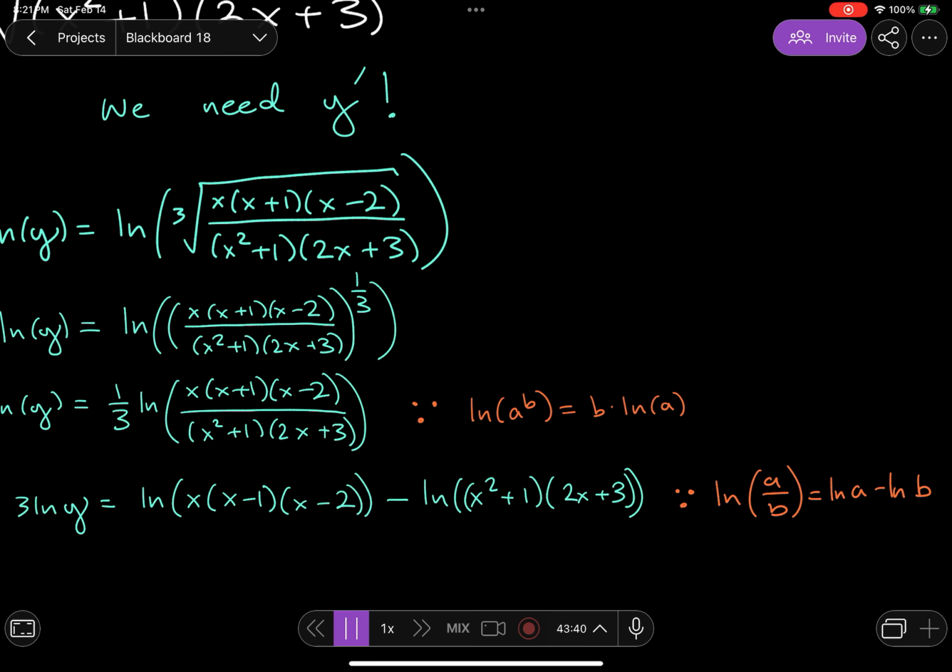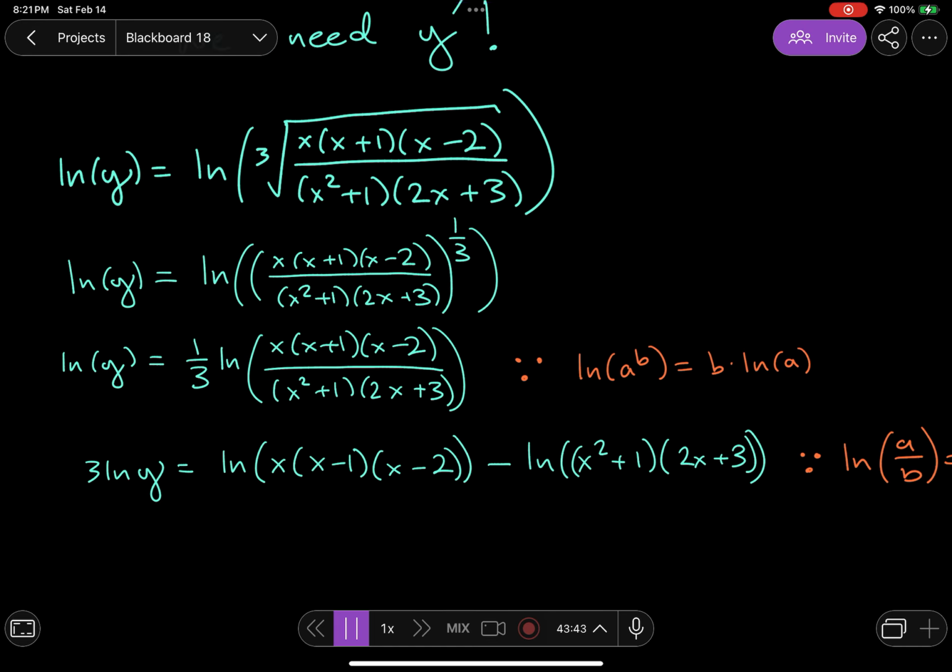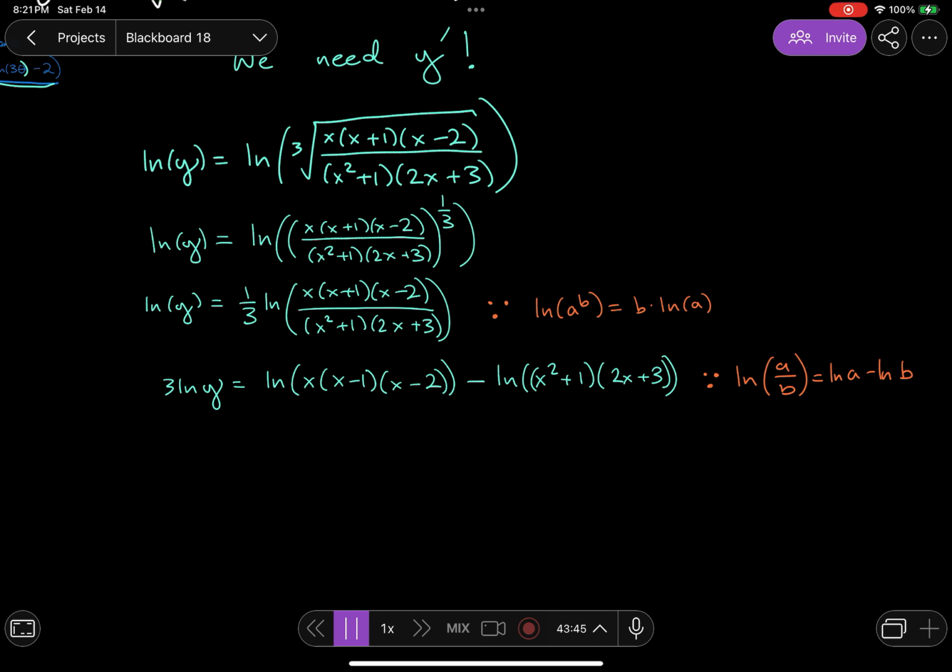All right, hopefully that was proven in your pre-calculus class. It's not too bad. Just let me know if you want to see a proof. But you guys, the joy doesn't stop there. What we have is 3 times the natural log of y is equal to, in parentheses, the natural log of x plus the natural log of x minus 1 plus the natural log of x minus 2, minus, in parentheses, the natural log of x squared plus 1 plus the natural log of 2x plus 3. You might be thinking to yourself, how is this making anything better? Because we're about to be able to take a derivative much easier.